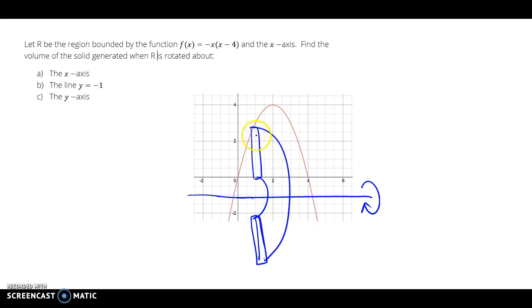Oftentimes I will try to demonstrate that that outer circle's radius is the distance from here to the axis. We can have conversations then about top minus bottom, inner radius from the bottom of our rectangle to the axis. And we can go from there in doing the calculus and setting up our integrals.